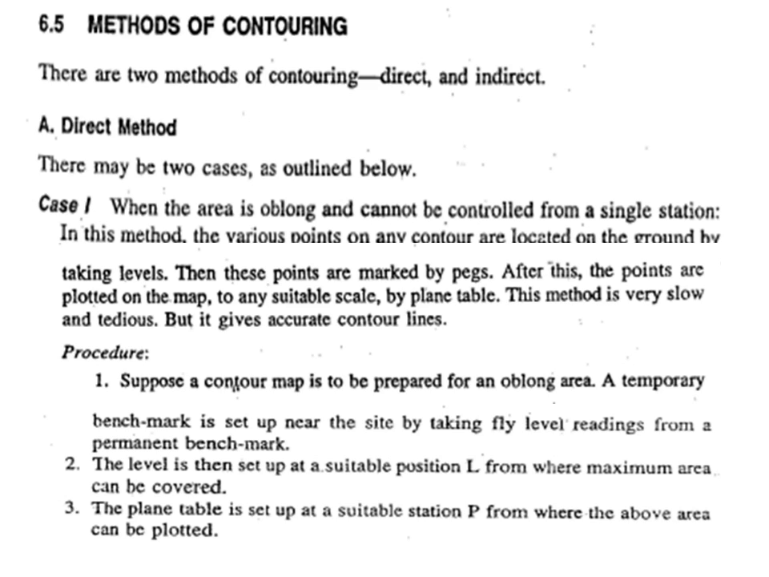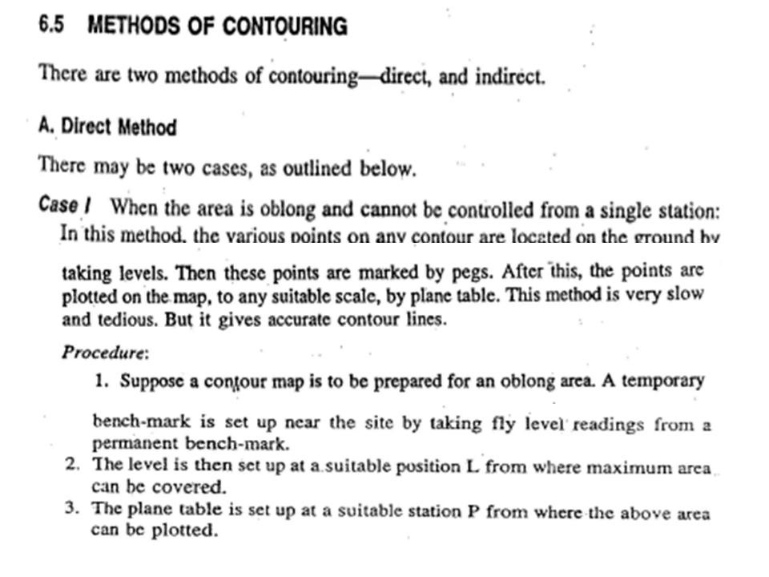Before going to the application of contouring, first of all we will see the methods of contouring again. There are two methods we have learned, the direct and indirect method. In the direct method there are two cases, depending upon the area. If the area is long and cannot be controlled from a single station, then this method is adopted. In this method, the various points on any contour are located on the ground by taking levels. Then these points are marked by pegs. After this, the points are plotted on the map to any suitable scale by plane table. This method is very slow and tedious, but it gives accurate contour lines.